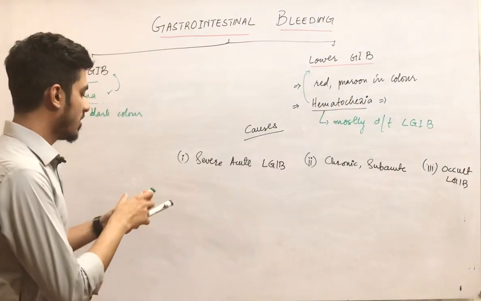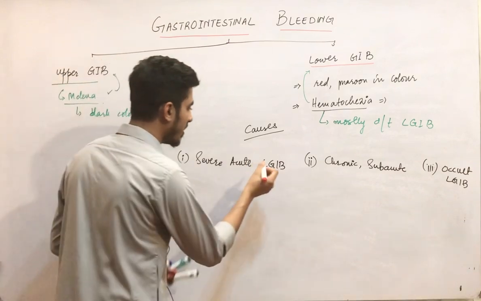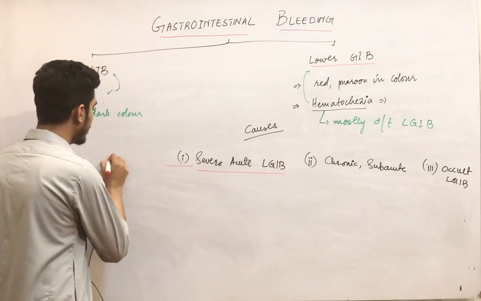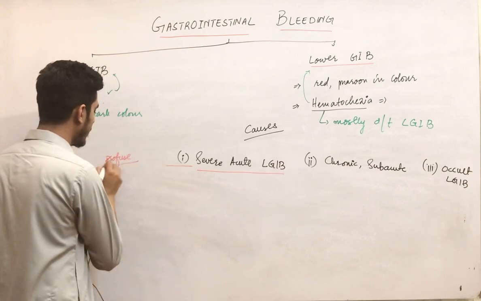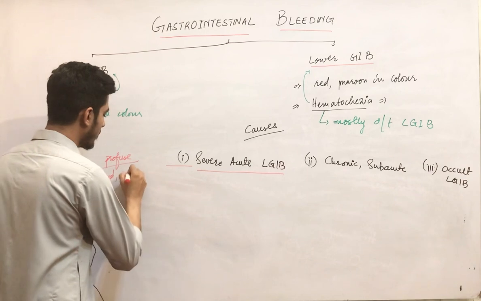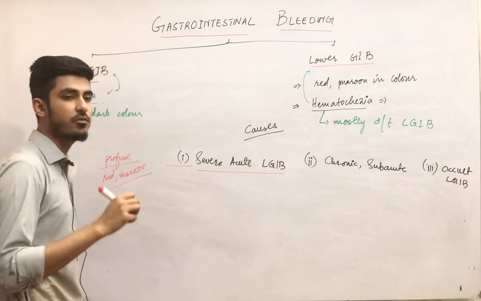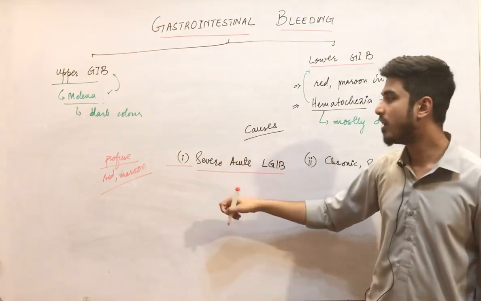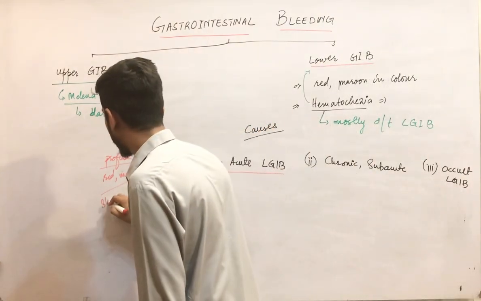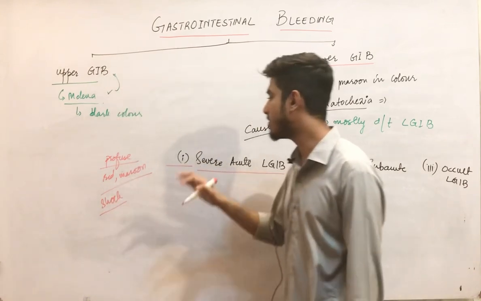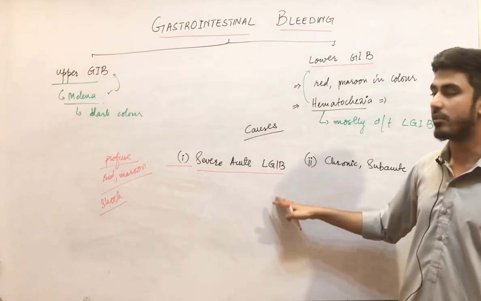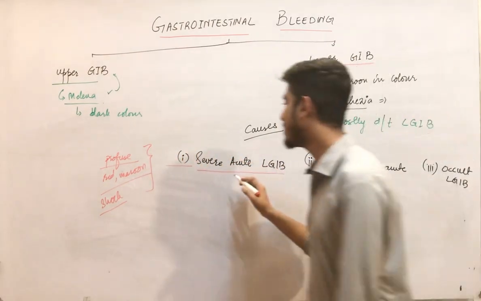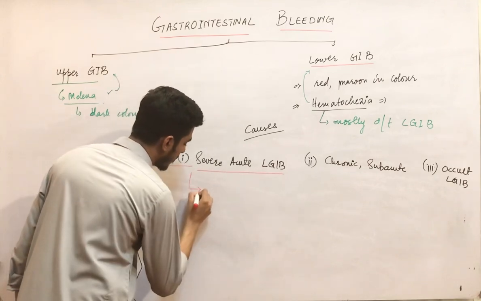Now, what are the causes of severe acute lower GI bleeding, and what is this severe acute lower GI bleeding? Basically, this is profuse blood loss, profuse red maroon blood coming from the rectum, or bleeding per rectum, and it is associated with shock. Clear? So that is called severe acute lower GI bleeding, which has these features. Now it has four further causes.